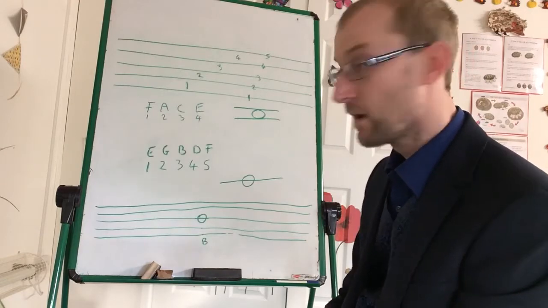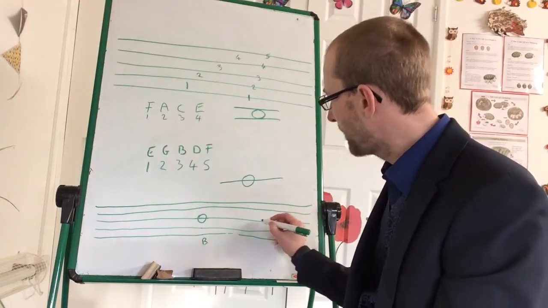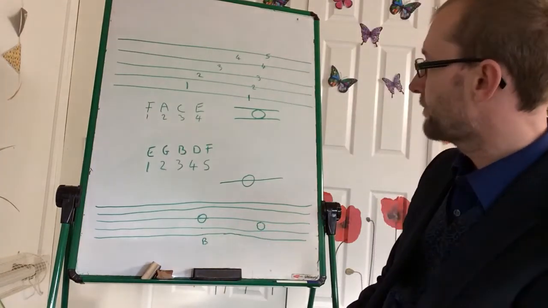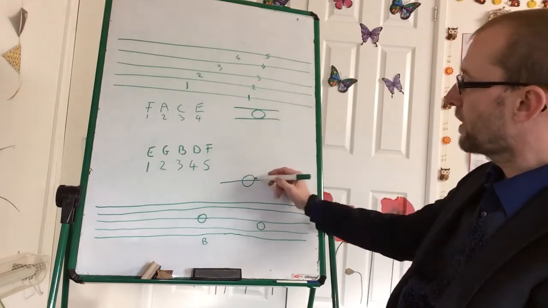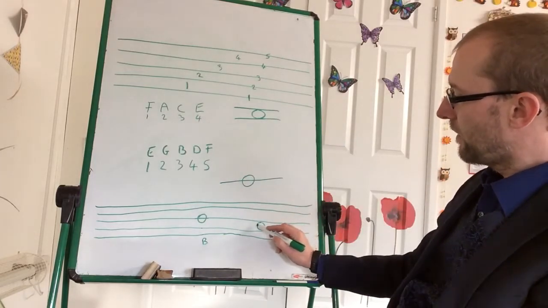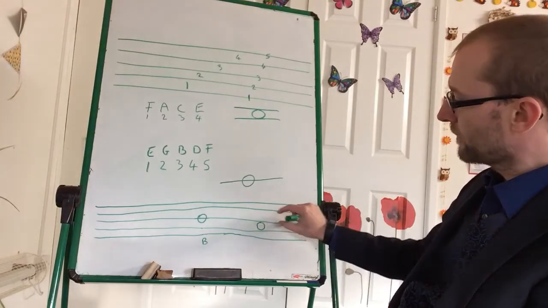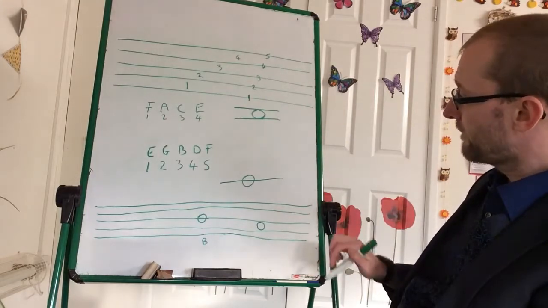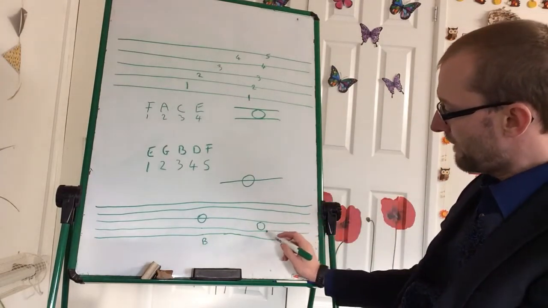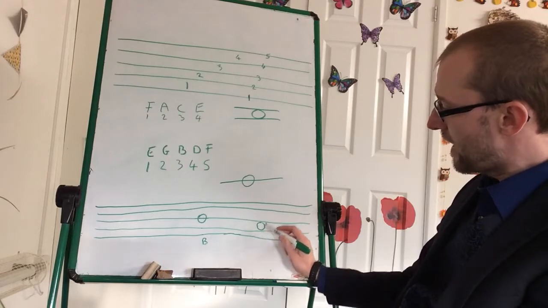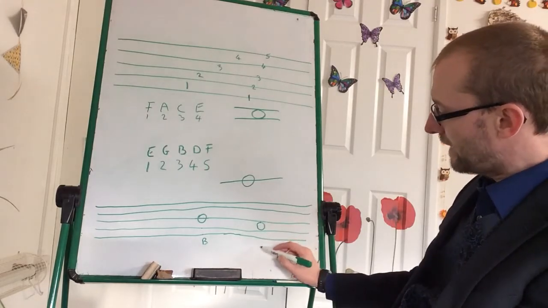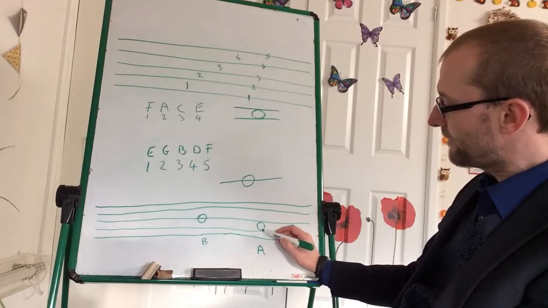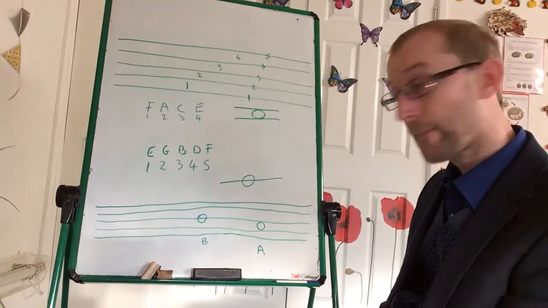Okay? Let's try another one. I'm going to put one here. So let's remind ourselves, is it in a space or has it got a line in the middle? Let's have a look. Well, there's no line in the middle, so it must be in a space. So we're looking for FACE. So here we go. First space is here, F, A. So that has to be an A. It's in that second space. 1, 2, F, A. Here we are.